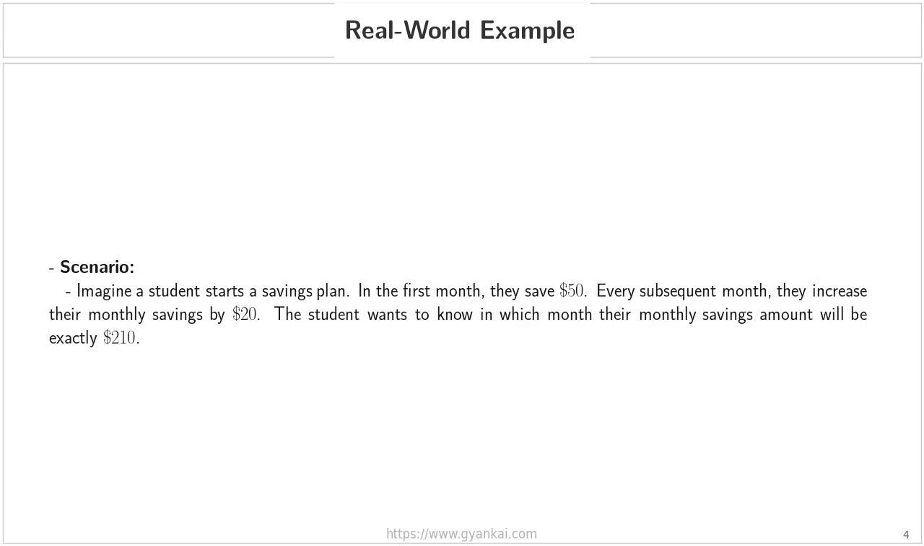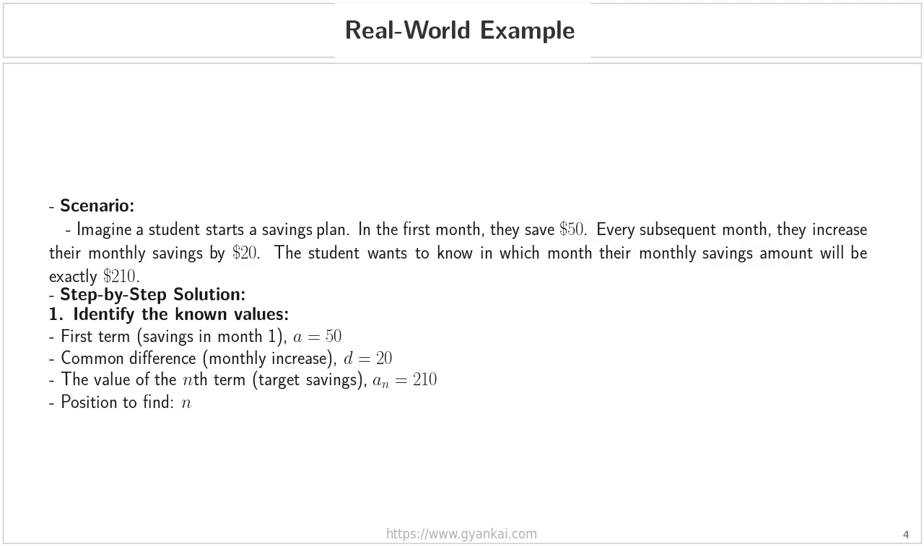Real-world example. Now that we have understood the logic and the algebraic steps behind rearranging the formula, let's put everything we've learned into practice with a real-world example. Imagine a student is starting a new savings plan. In the very first month, they set aside $50. To build their savings, they decide to increase their monthly savings amount by $20 every single month. The student's goal is to figure out exactly which month their monthly savings will hit the target of $210.